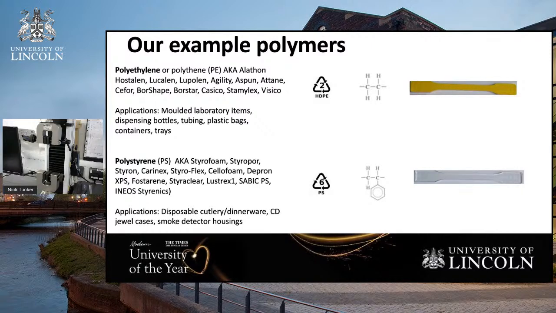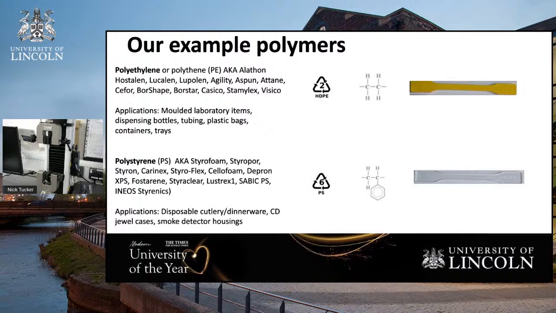Known, abbreviated as PE. Our recycling mark is number 2, and you can see a little sketch of the molecular structure that we looked at in the previous slide. All those AKA names, the Alathon, the Lucolene, the Bor shape, are all trade names for varying grades of this material. Typical applications: plastic bags, squeezy bottles, things of that nature. Our polystyrene, also available as polystyrene foam. We might get a chance to address that in a second or two.